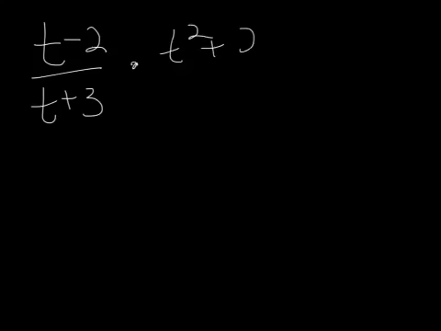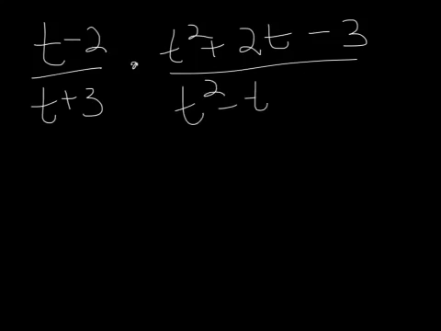Okay, here we go. (t minus 2) over (t plus 3) times (t squared plus 2t minus 3) all over (t squared minus t minus 2). Remember, this section, and from now on, it's all about the factoring. So, the first fraction is simplified.